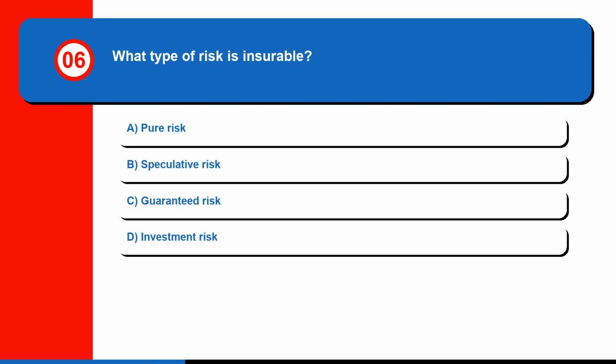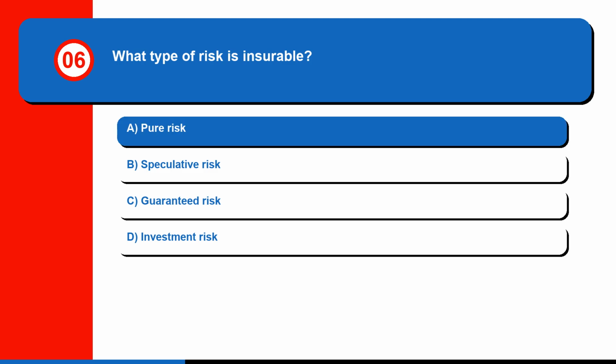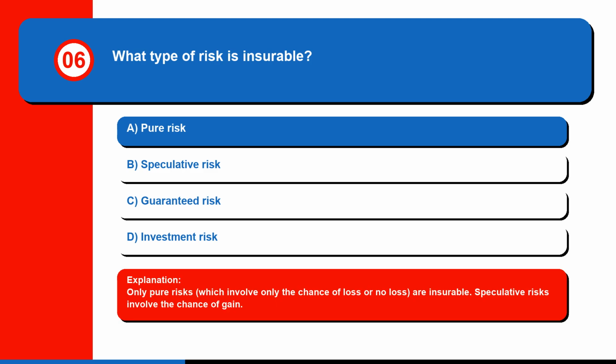Question 6. What type of risk is insurable? A. Pure risk. B. Speculative risk. C. Guaranteed risk. Or D. Investment risk. The correct answer is A. Pure risk. Only pure risks, which involve only the chance of loss or no loss, are insurable. Speculative risks involve the chance of gain.